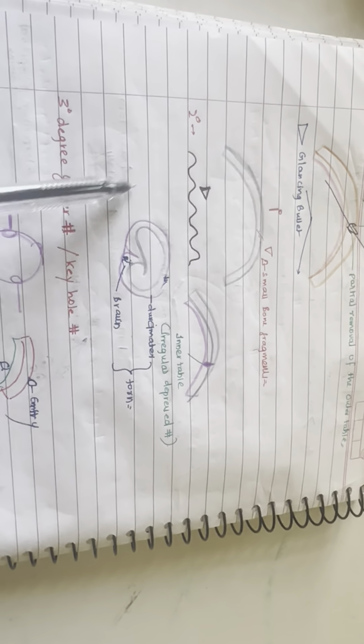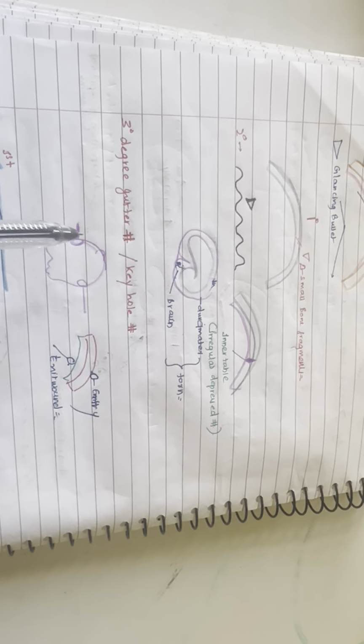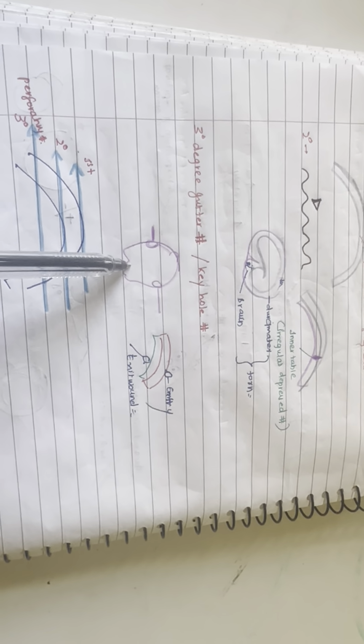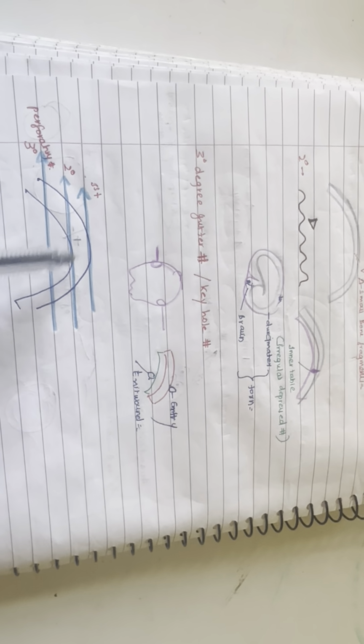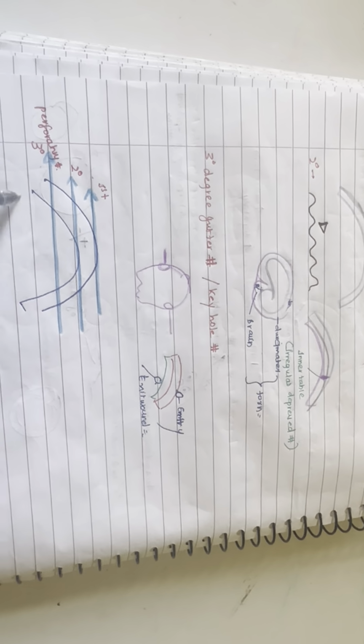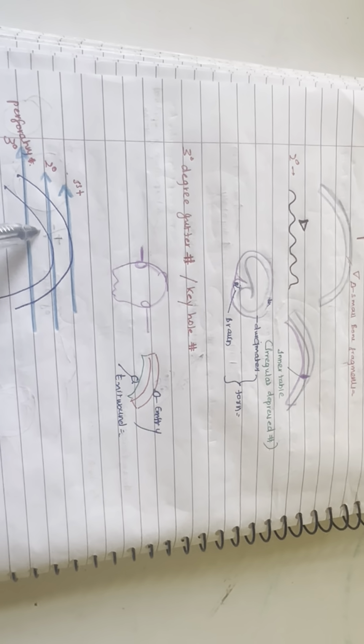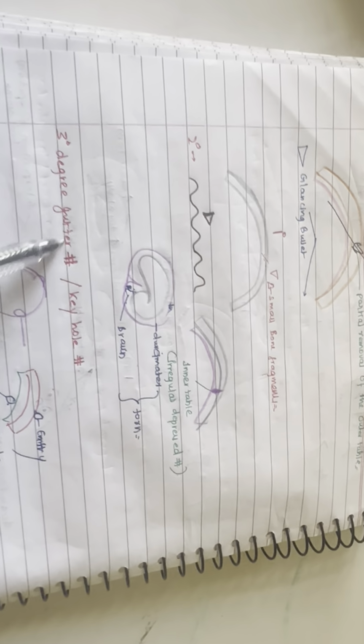Third degree gutter fracture is synonymous with the keyhole fracture. Bullets at a still lower level cause a perforating wound, where there is production of separate entrance and exit wounds in the bone. Okay.